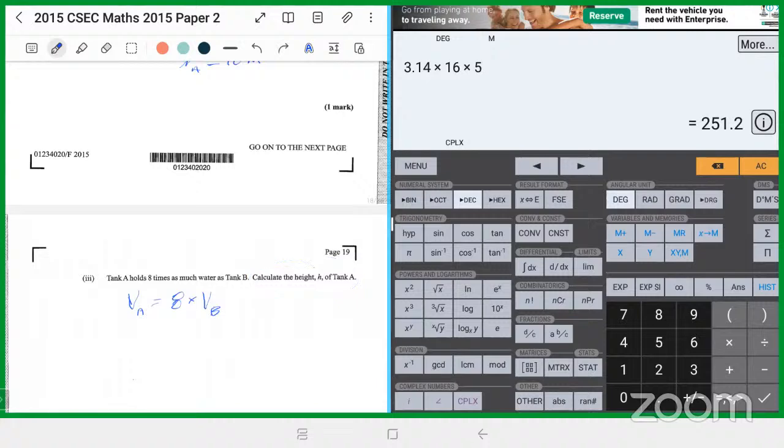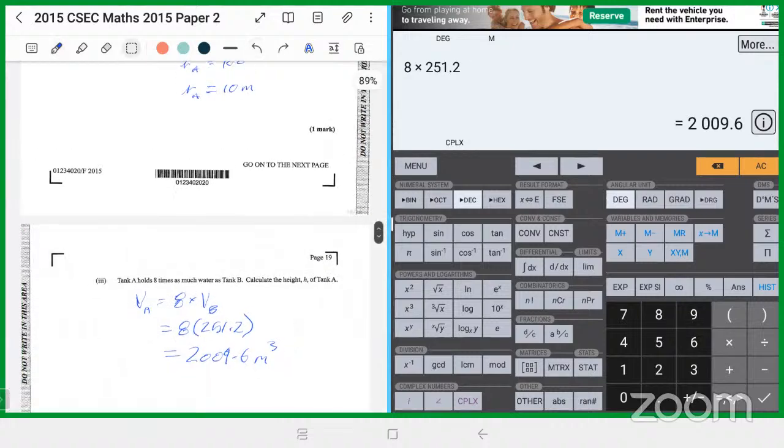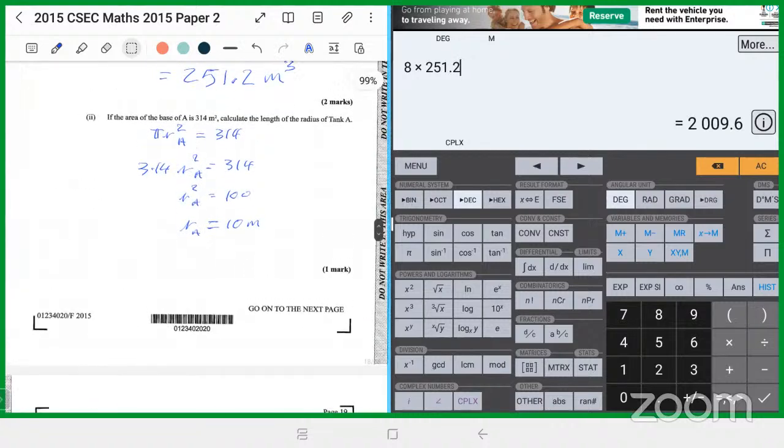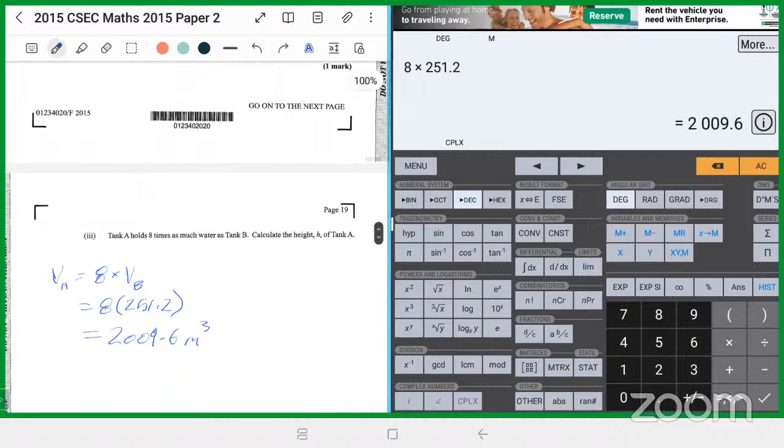So the volume in A is going to be 8 times 251.2. Let's do the volume first. 8 times 251.2 is 2009.6 meters cubed. That's the volume in A. But we want to calculate the height. Remember, they told us up here that the base area of A was 314. Now they want us to tell them the height of A.